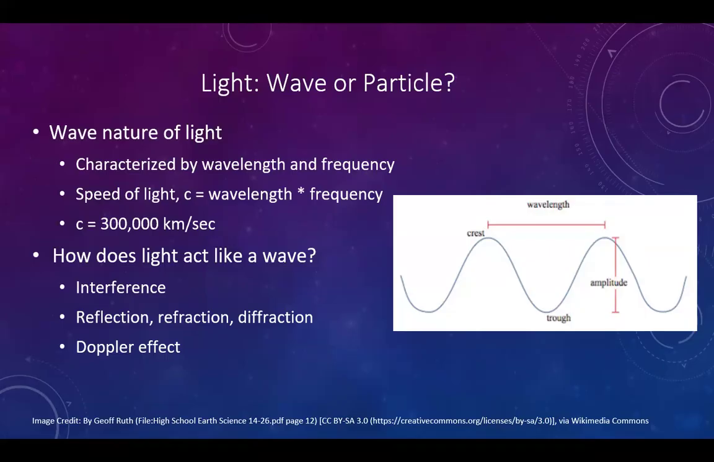But the speed of light is the same for everything, as long as it's traveling through a vacuum. The speed of light is 300,000 kilometers per second. It is the same at all frequencies. So light acts like a wave. It undergoes interference. So you can have light waves.